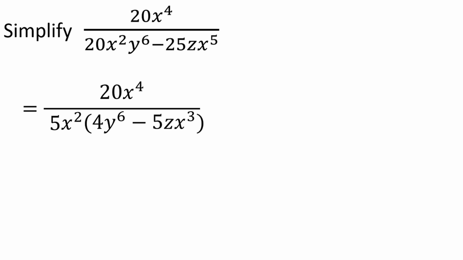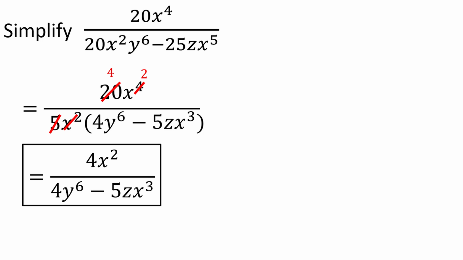Now we can simplify the 20x to the 4th with our 5x squared out front. 20 over 5 can be simplified to 4. X to the 4th over x squared can be simplified to x squared on the numerator. Altogether, we can simplify this to 4x squared divided by (4y to the 6th minus 5zx to the 3rd), which is our final simplified answer.